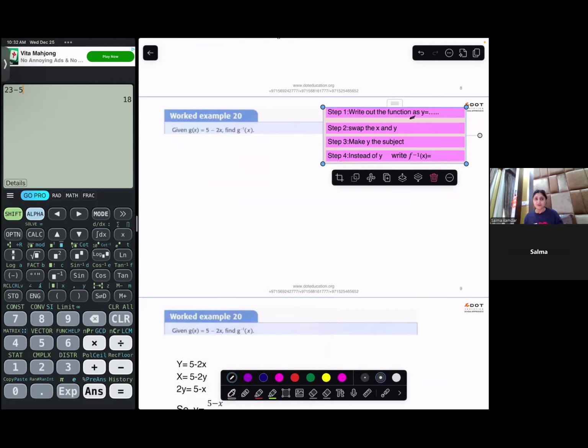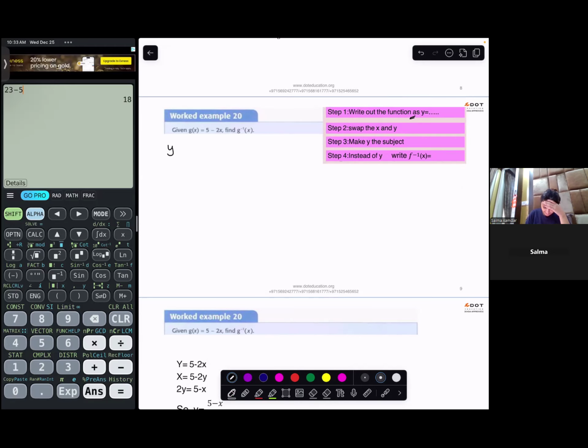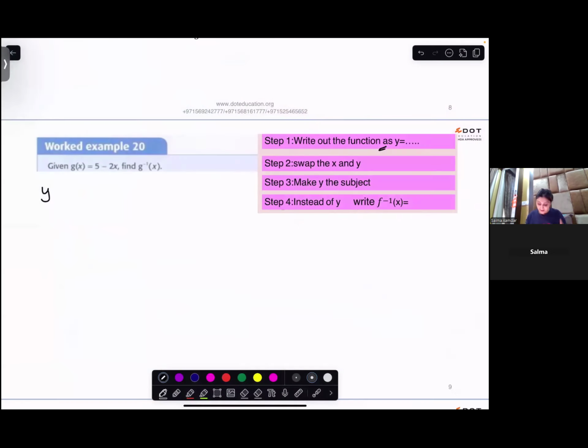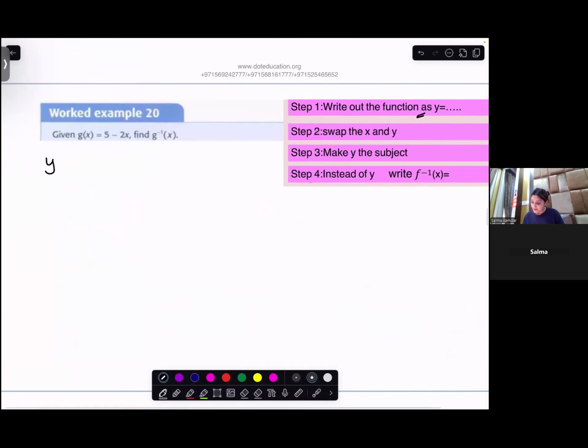So I've been given g of x is 5 minus 2x. What will I do? Write the function as y. If I'm writing the function as y, so this is going to be y is equal to 5 minus 2x. Swap the x and y. So instead of x, I will write y. Instead of y, I will write x. Then make y the subject. If I'm making y the subject, that means I need to bring y to one side.